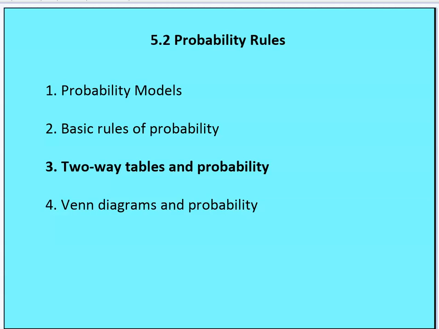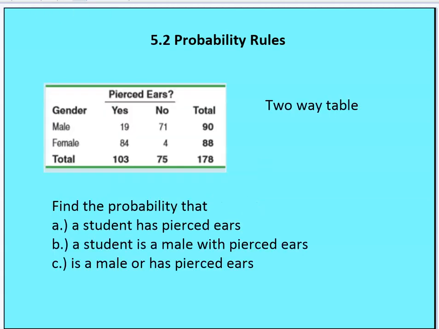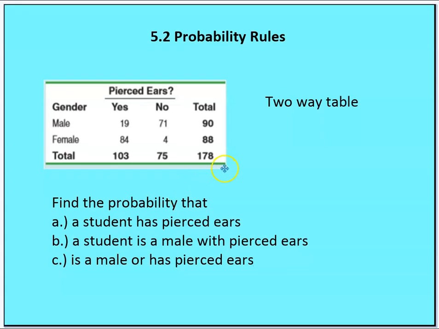All right, we're going to continue with our discussion about probability rules. We're going to talk about two-way tables and probability. So we have a two-way table here. This is a two-way table of a survey of males and females, asking them whether or not they had any pierced ears. And these are the responses by gender.